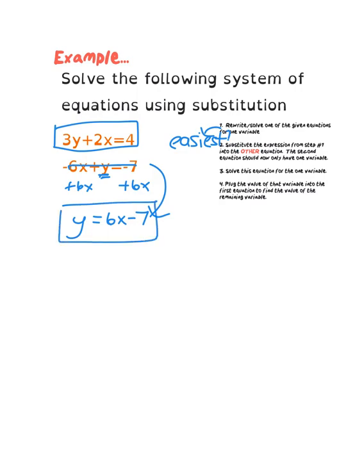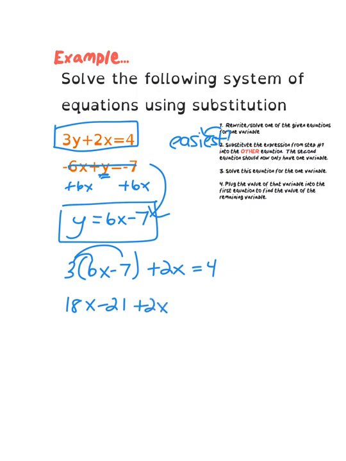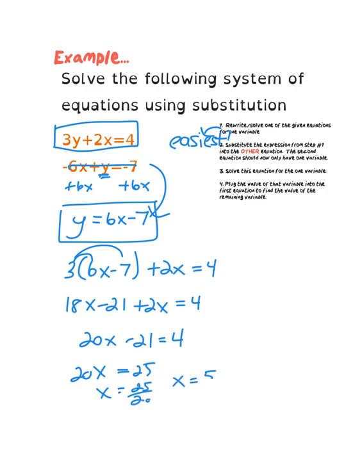So what I'm going to do is I'm going to go to the first equation, and wherever I saw y, I'm going to replace it with 6x minus 7. And after I do that step, this equation should now only have one variable. And I see that it only has x's, so I know I'm on the right track, and if I have one variable in one equation, then I can solve for it. So I get 20x equals 25, so x equals 25 over 20, which will reduce to 5 over 4.